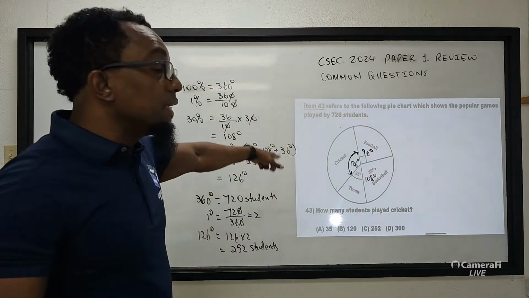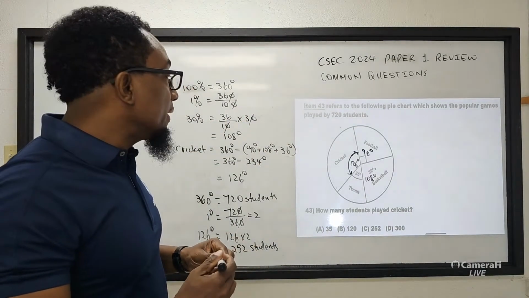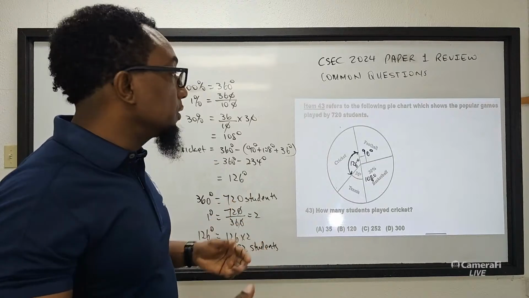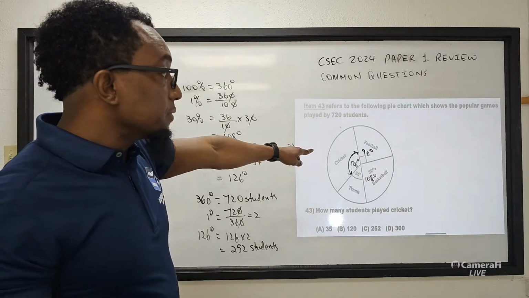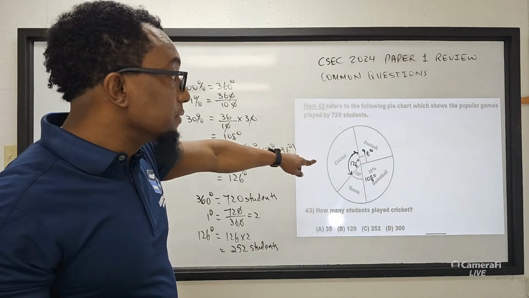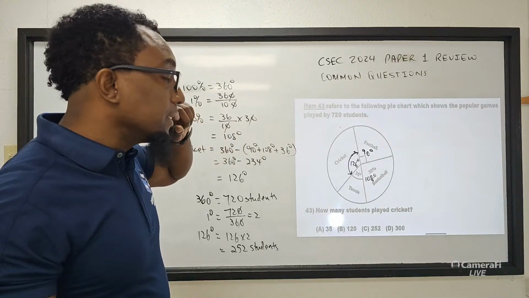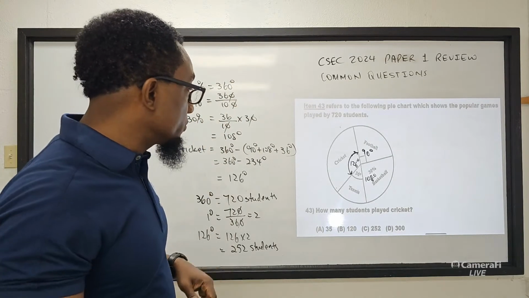Right, so get familiar with these sector questions and be very careful. You want to establish relationships. Remember that is 30%, so you have to convert that into degrees, and then you can find out what cricket is in degrees and hence convert it into a number of students, which is C.